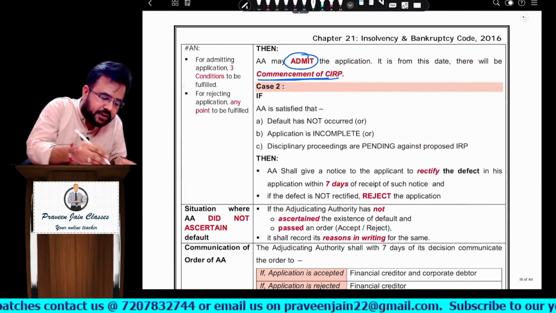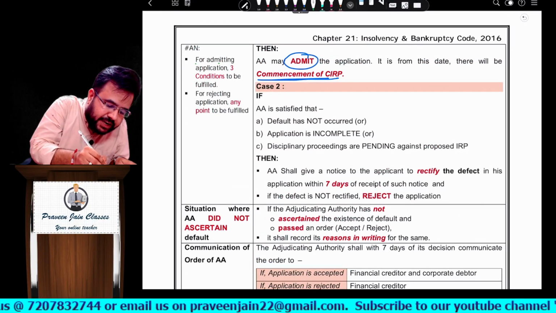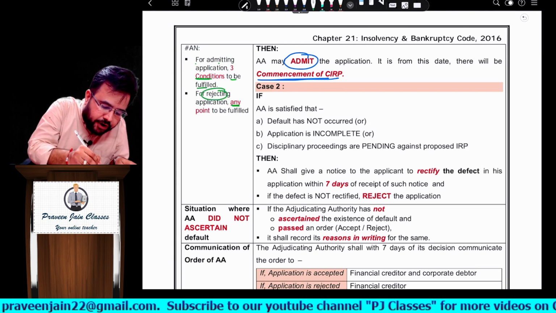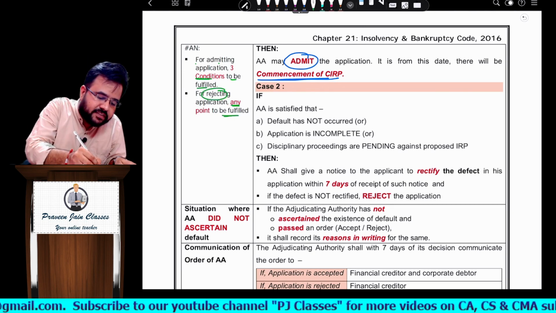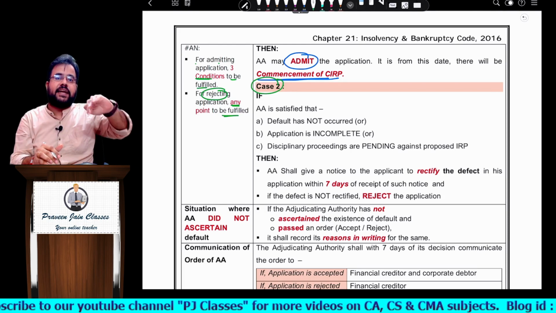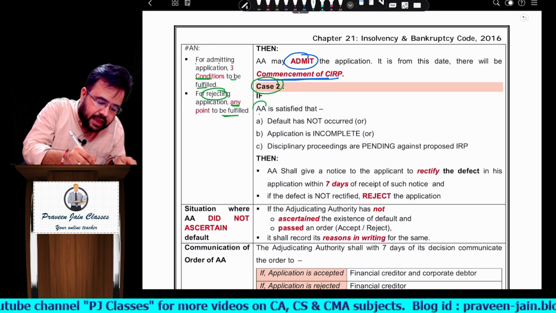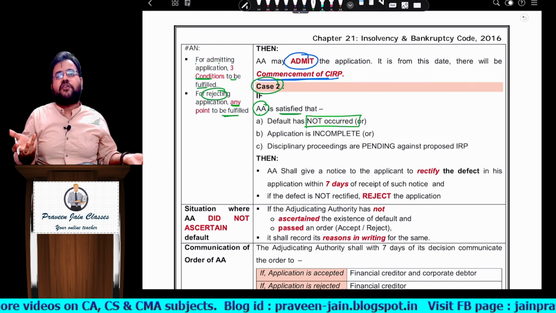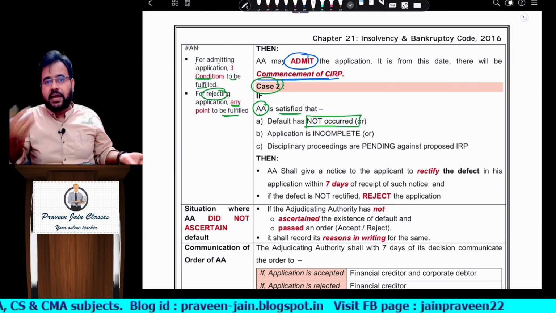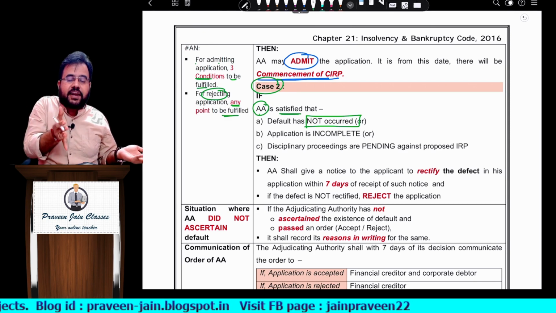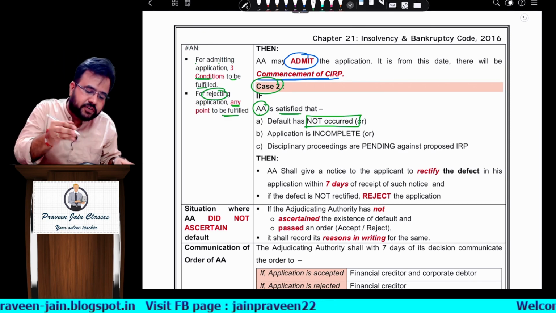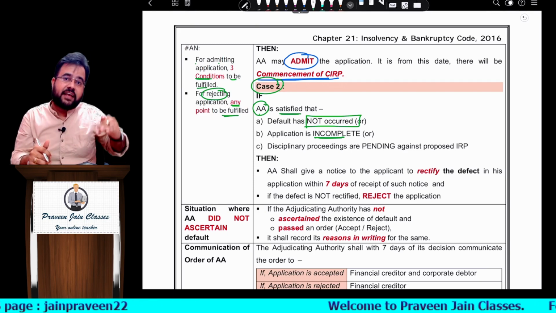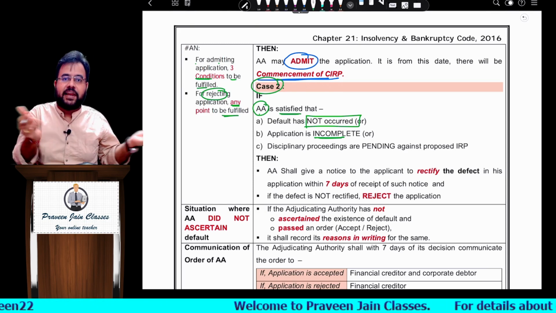So this is what I have written. Look, author's note: for admitting the application, three conditions are to be fulfilled, but for rejecting, any one point is to be fulfilled. This is what case 2 is. Case 2 you have to write in a reverse manner. What if AA is satisfied that default has not occurred? If default has not occurred, why should we initiate CIRP proceedings? The company is not off the track, so why should we initiate CIRP proceedings? Or the application is incomplete. Can I say default has happened, but the application is incomplete?